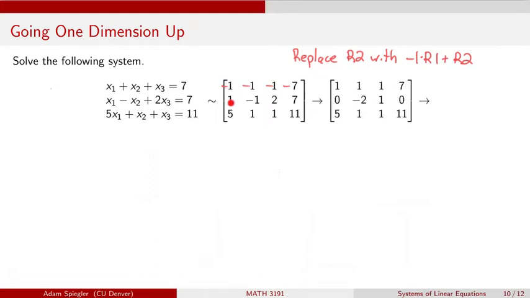So the minus 1 and the 1 cancel. This gives me minus 2. Minus 1 plus 2 gives me a 1. And then we get the minus 7 plus 7, which cancels out and gives me 0.